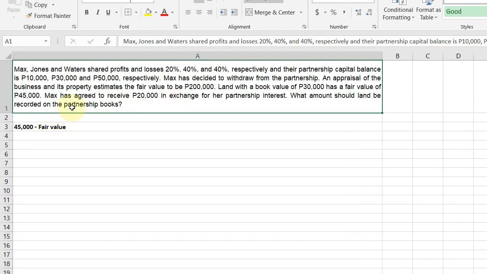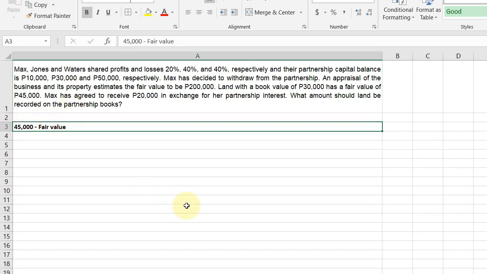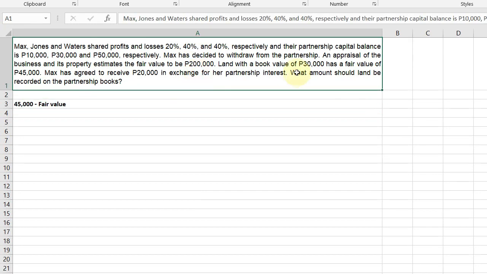Okay, ang dali, diba? Always, land is valued at agreed value or fair value. Okay, hanapin mo lang yung fair value na 45,000. Haba ng problem, di ba? Okay, this is the reason why you look first for the question. Okay, what amount should land be recorded in the partnership books? Baka mamaya todo compute ka, tapos yun lang palang hinahanap, di ba?